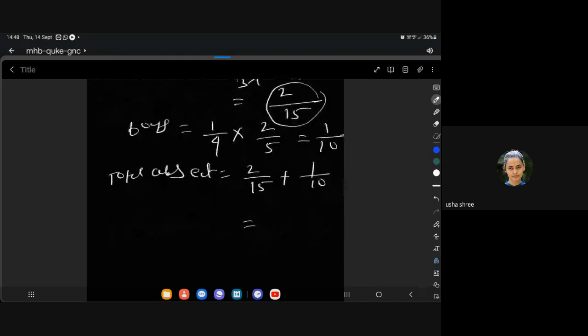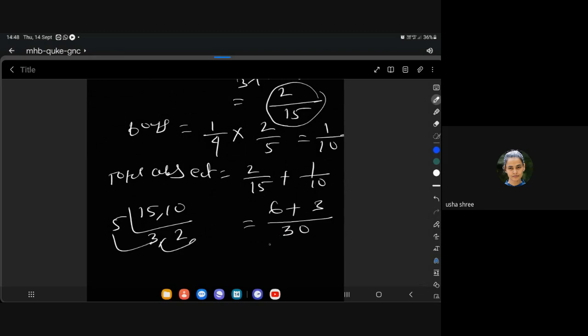Now calculate how much it will give you. Find the LCM of 15 and 10, which is 30. It will give you 2 by 15 is 4 by 30, and 1 by 10 is 3 by 30. So 4 plus 3 is 7.